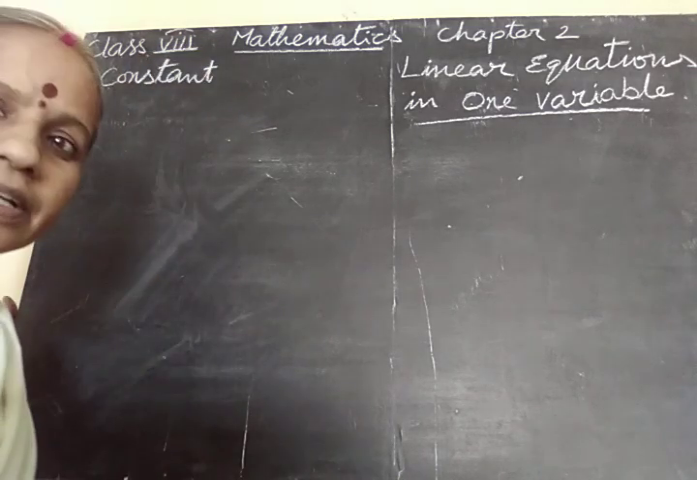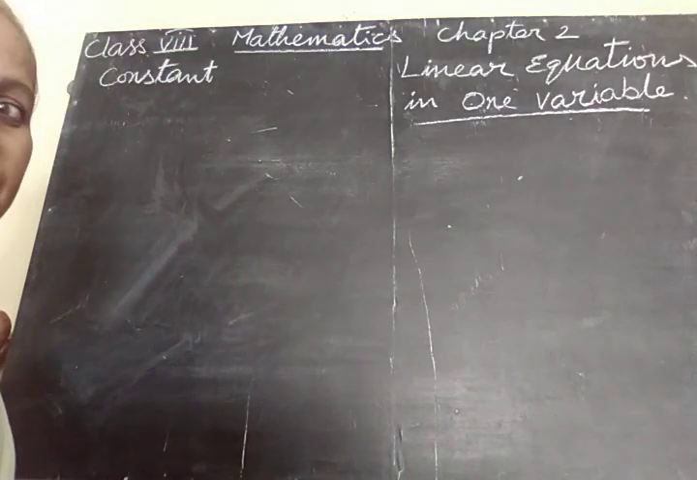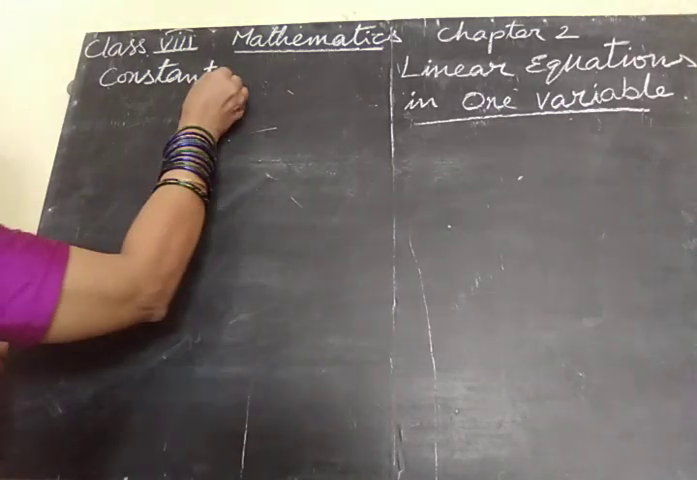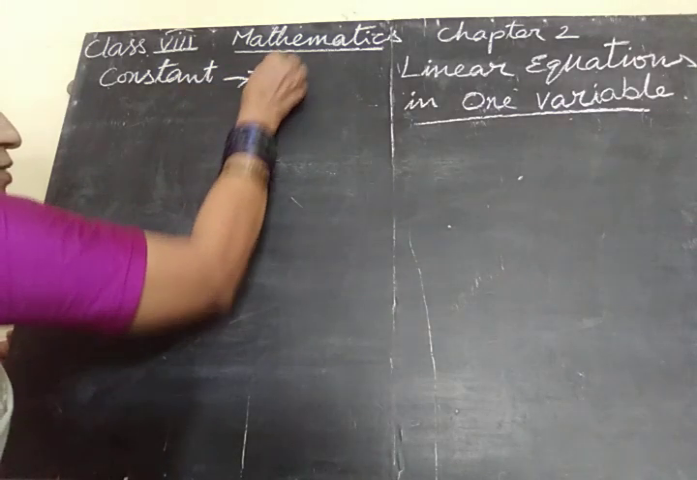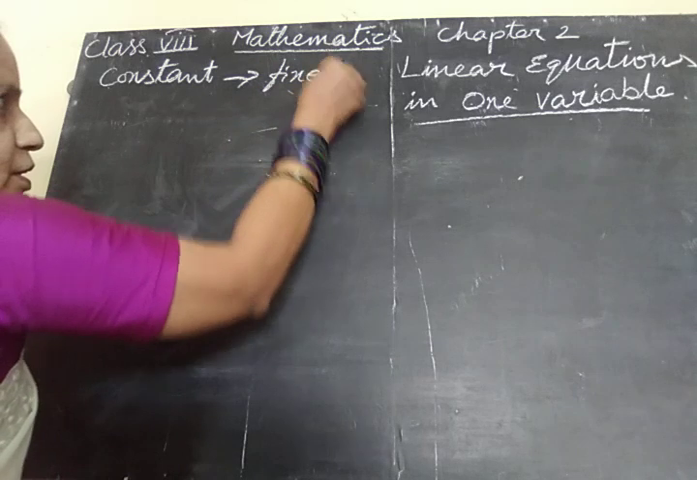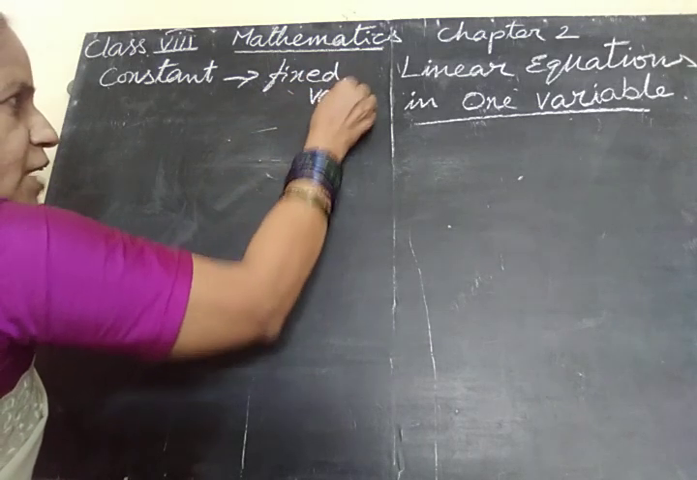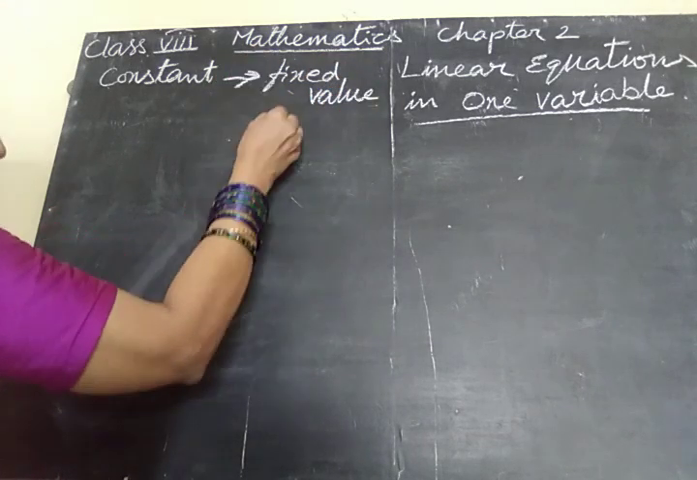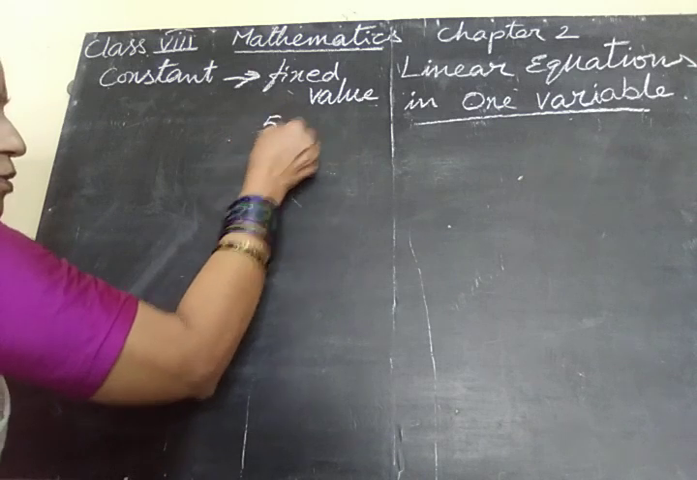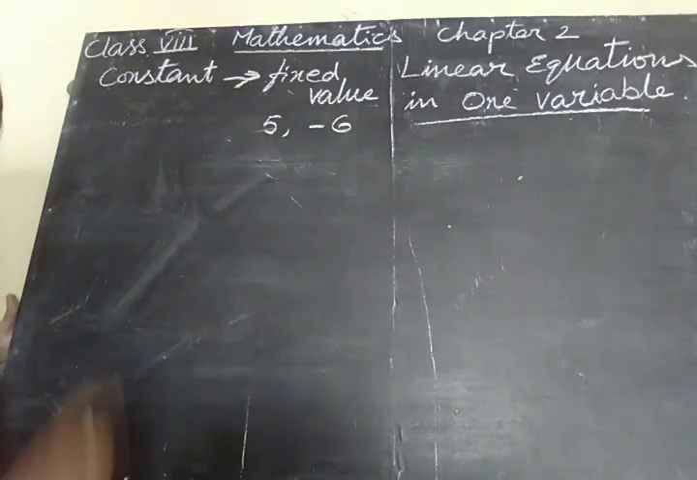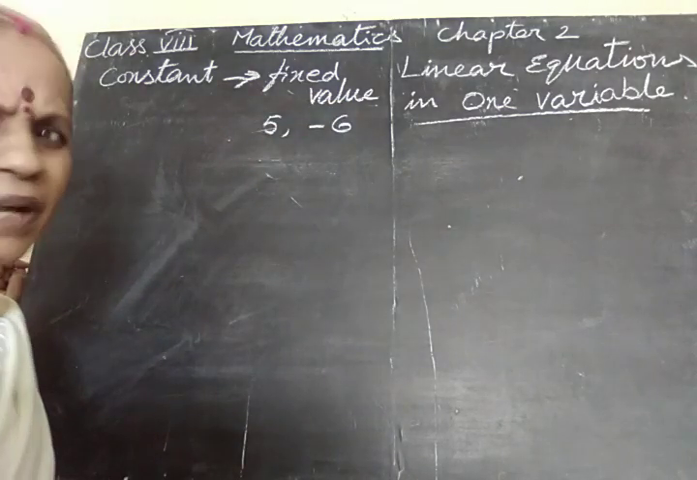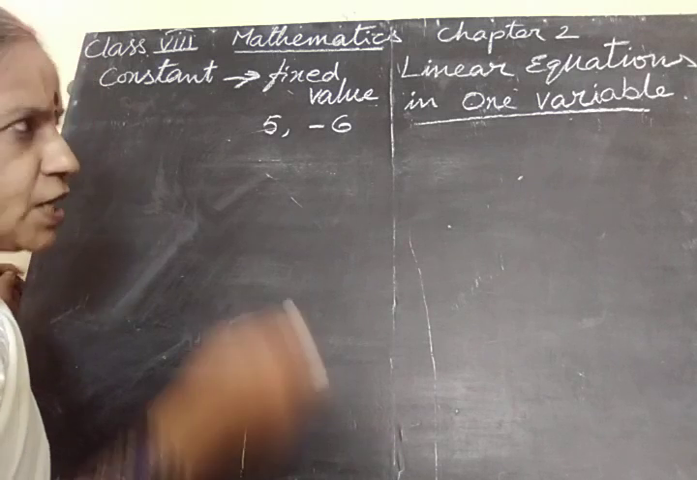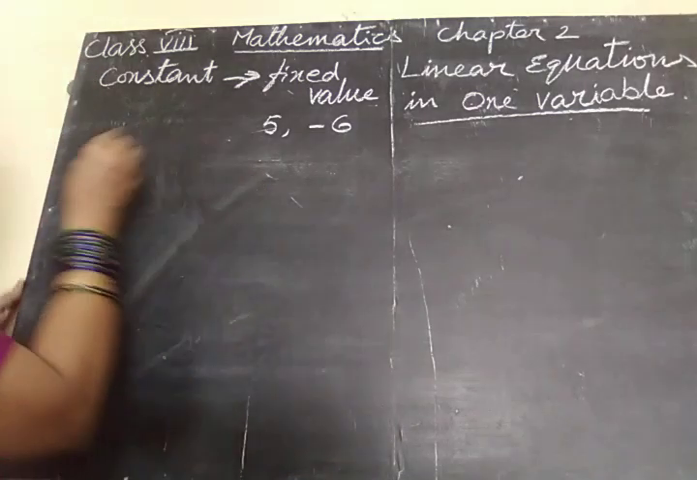What is constant, children? Constant means the number which has a fixed value. The number which has a fixed value is called a constant. For example, 5, minus 6, and 2 by 3. These are all constants. Okay? Now variable.